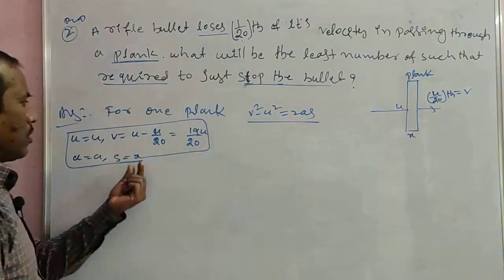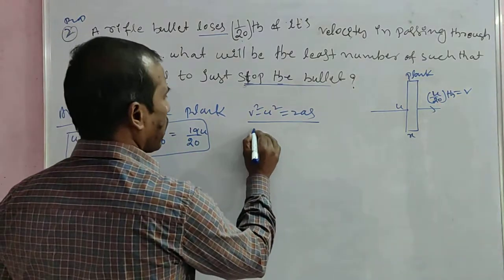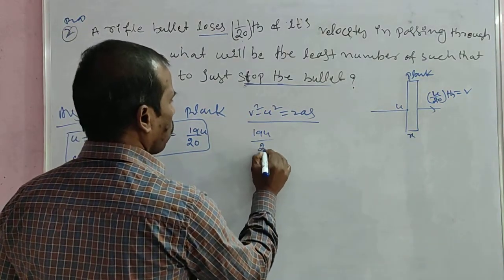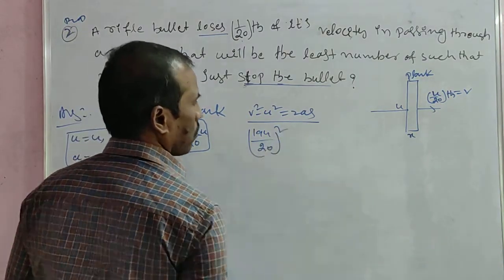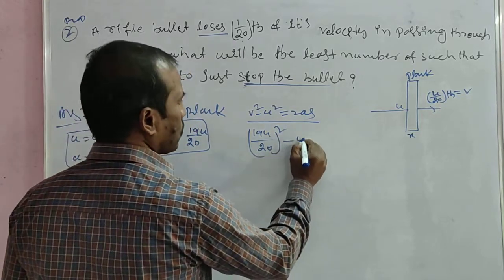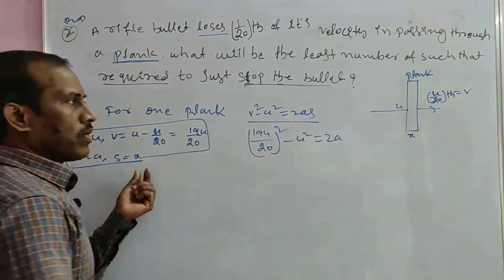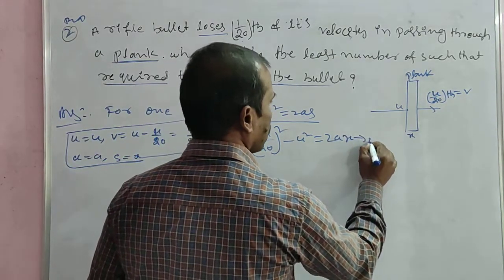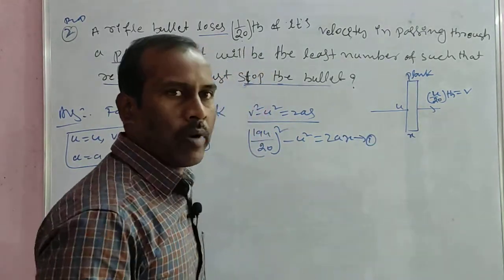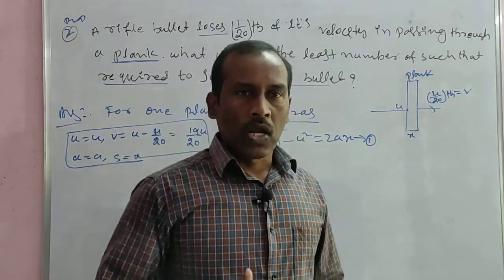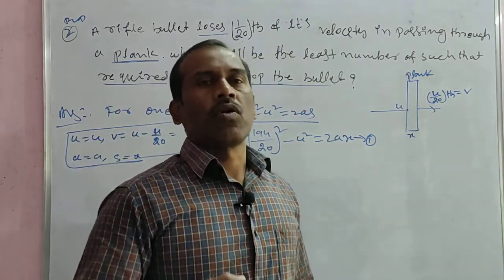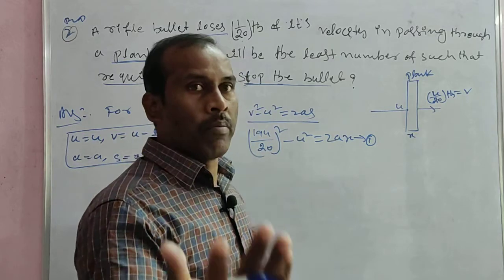Now we substitute these values. The final velocity is 19u by 20, squared, minus the initial velocity u squared, is equal to 2a, where s is equal to x. This is equation 1. Next, how many planks are required for the bullet to stop?